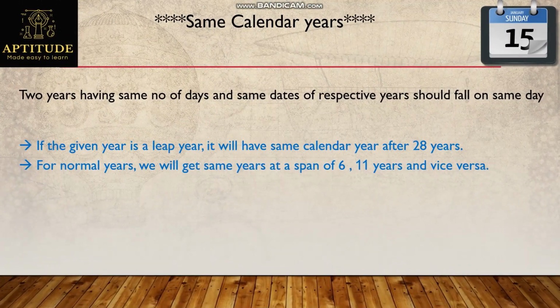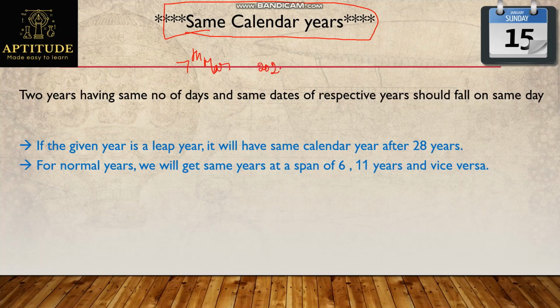That is having same calendar years. With this we can wind up this video and the problems on calendars series. Same calendar years means the two years are said to have the same calendar whenever they have the same number of days in a year, as well as the particular date of a month being the same day as in the other year. For example, if 7th of March of this year falls on, let's say, Tuesday, just for an example.